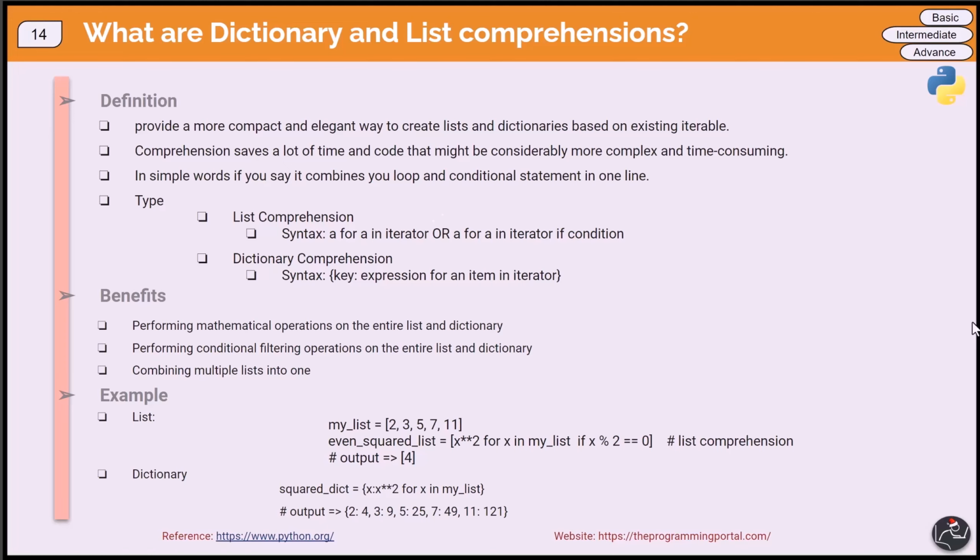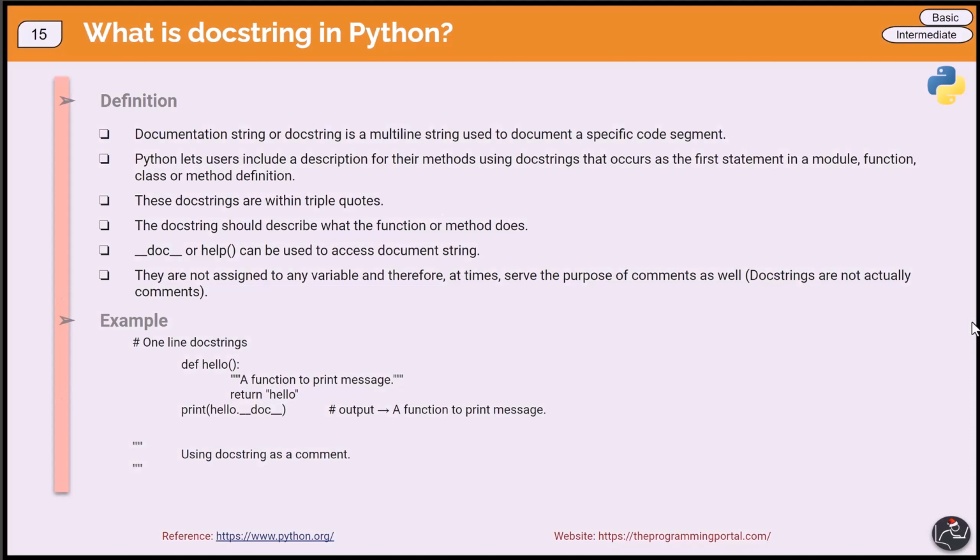What are the benefits of it? As we can see, we can perform mathematical operations on the entire list and dictionary easily and require very less coding. Condition filtering can also be further added. From my perspective, it is one of the important topics and you should be able to write some code as well. Let's move to our 15th question.